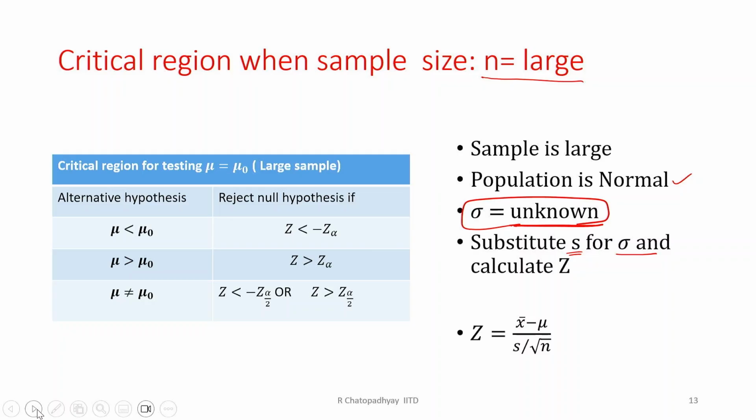We have to calculate Z, but in the formula of Z now S is going to come. In the previous slide, you will find S was replaced by sigma. So now this will be S. And by using S, we will be able to calculate the standard normal variable Z.